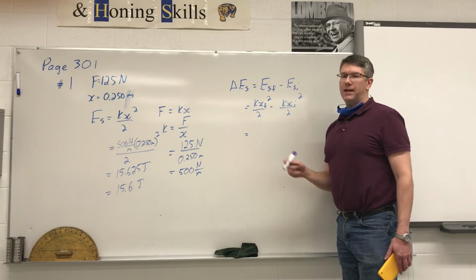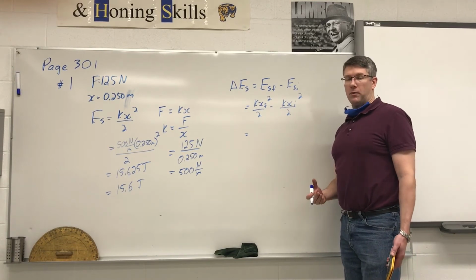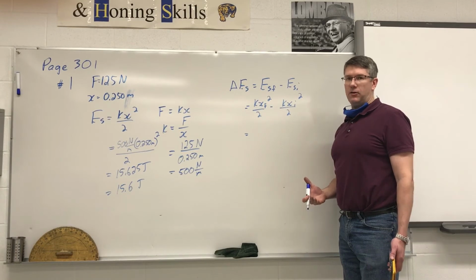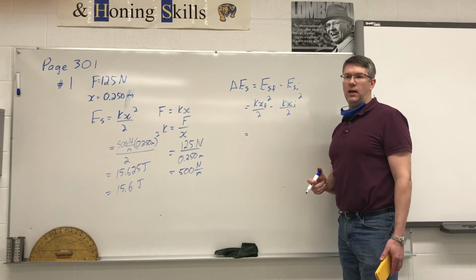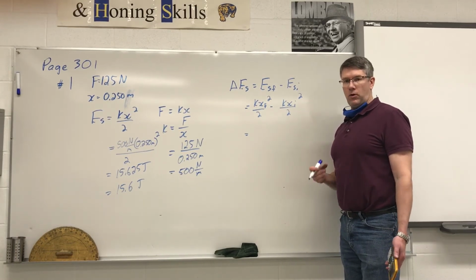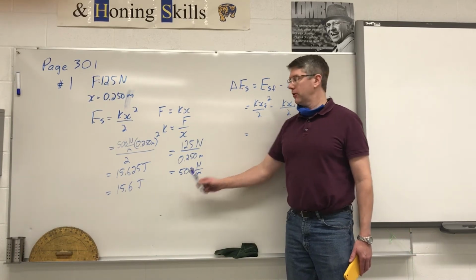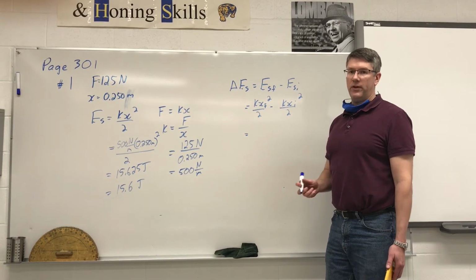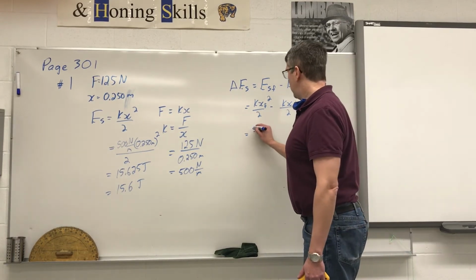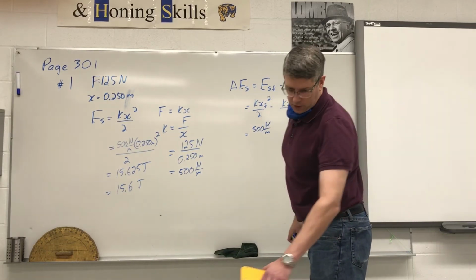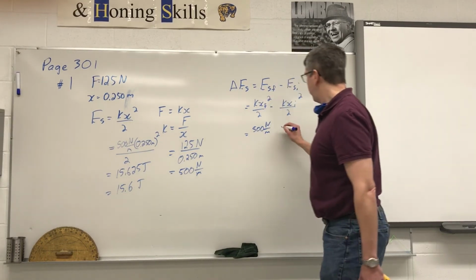Now keep in mind the k value is a physical property of the spring. So once the spring is manufactured, it has a k value and it keeps that k value until it is destroyed. So the k value will not change. We can use that 500 newtons per meter every time we see k for this spring. So we have 500 newtons per meter. Our final stretch is given as 0.15 meters.